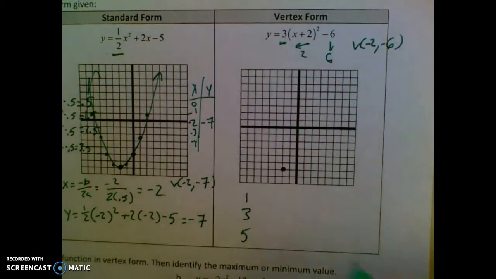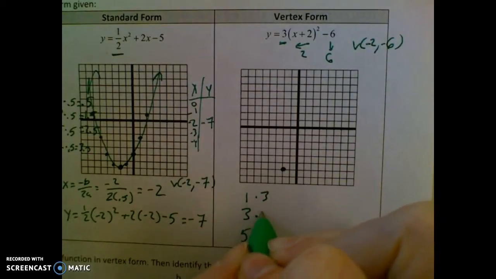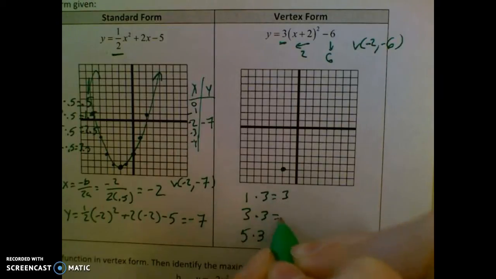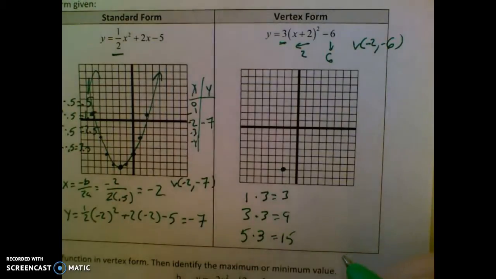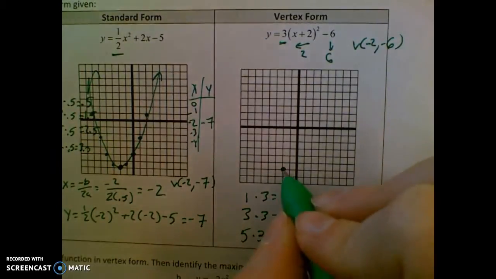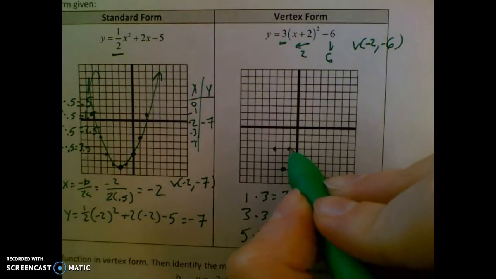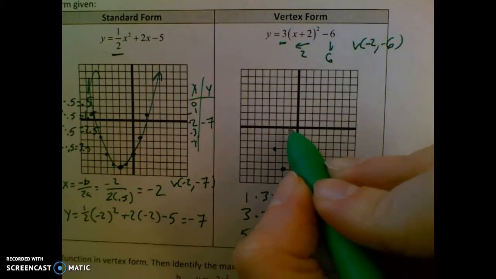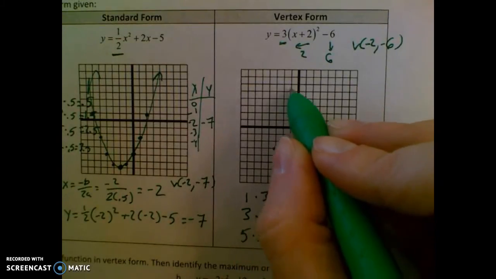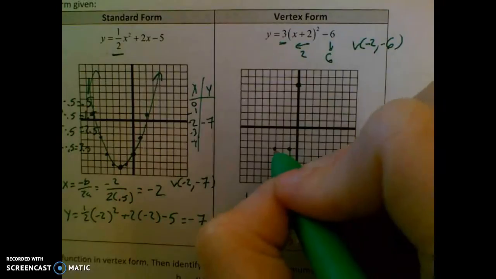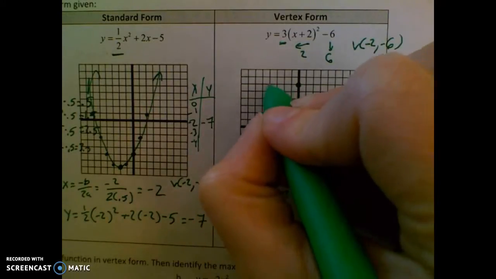The a value is right there, so I'm going to do 1 times 3, 3 times 3, and 5 times 3. So 3, 9, 15. So this follows a 3, 9, 15 pattern. From this dot, I'm going to go up 1, 2, 3, over 1 both directions. From this dot, I'm going to go up 9, 1, 2, 3, 4, 5, 6, 7, 8, 9, and over. And I can do the same thing over there.